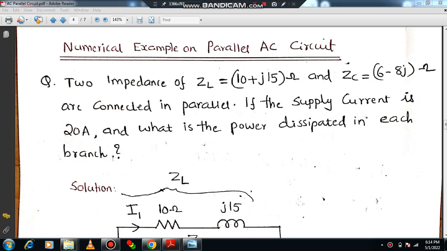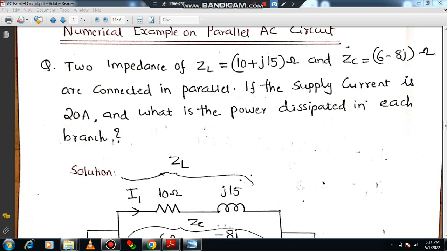Hello everyone. In the last session we discussed the basic concept of parallel AC circuit and we understood how to calculate I1, I2, then power factor etc. Based on the concept, today we are going to discuss one important numerical example which can be expected for university examination. I request everyone to read out the question first.